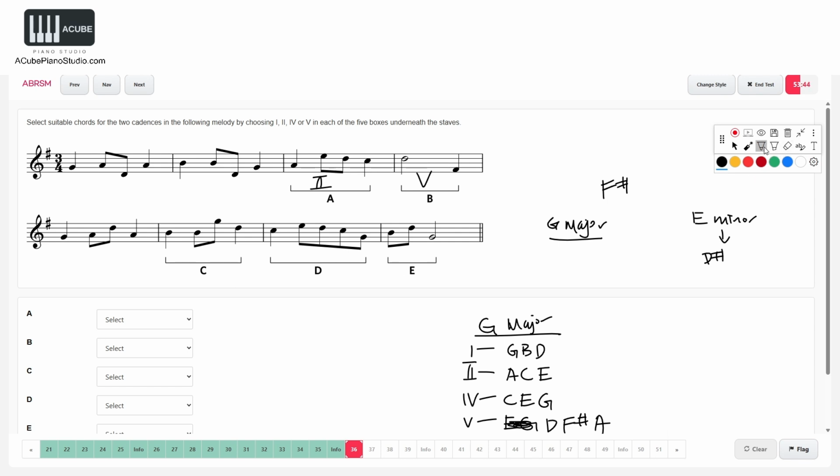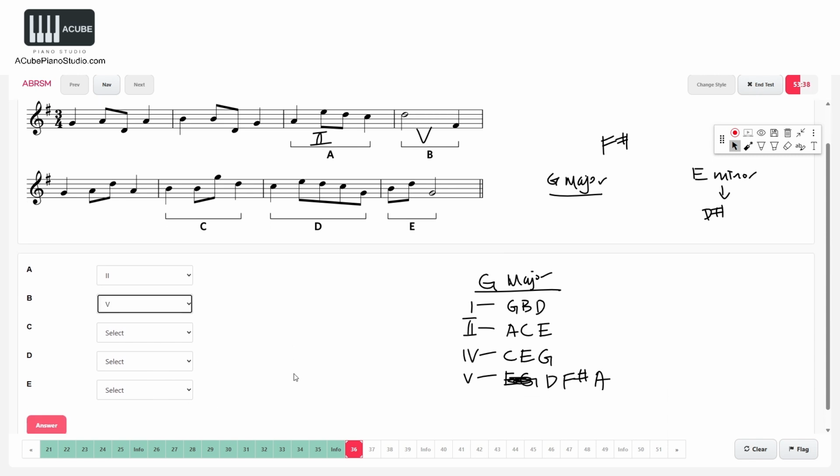Okay, so 2, 5. Okay, let's move on to the third one. This is B, G, D. B, G, D. So this is chord 1, right?